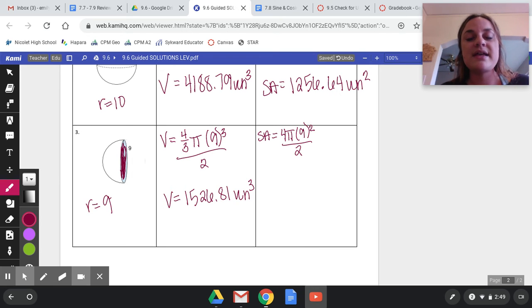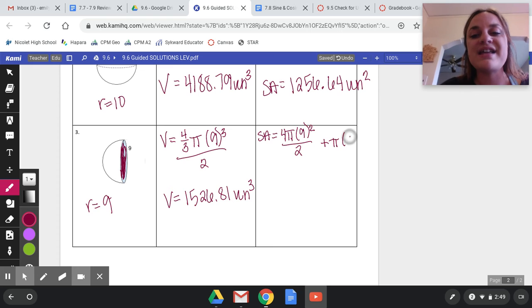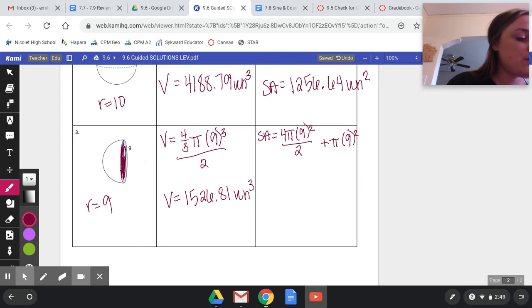So I need to cover that as well. So I'm going to take what I've got already as part of my formula, but then I have to add the area of one of those circular bases. So my base is a circle, the radius is 9, and area of one circle is pi r squared. So I'm going to add plus pi times 9 squared because that would give me the area of the base. Okay, so I've got 4 pi times 9 squared divided by 2.